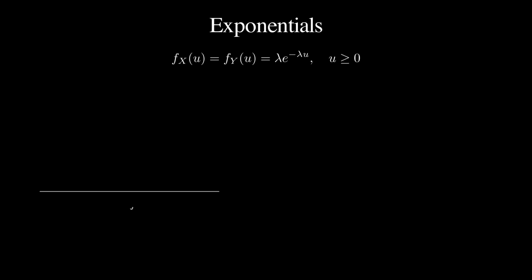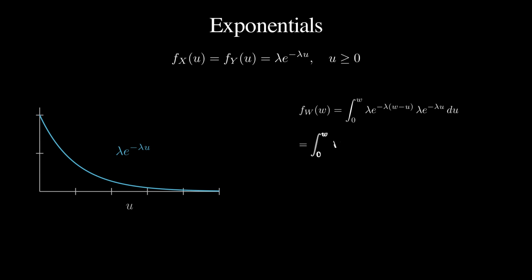2 more sums from the notes, each carrying its own lesson. First, add 2 independent exponential waiting times, rate lambda each. For w at least 0, the convolution runs u from 0 to w, and something pleasant happens inside. E to the minus lambda times w minus u times e to the minus lambda u multiplies to e to the minus lambda w. The integration variable cancels.